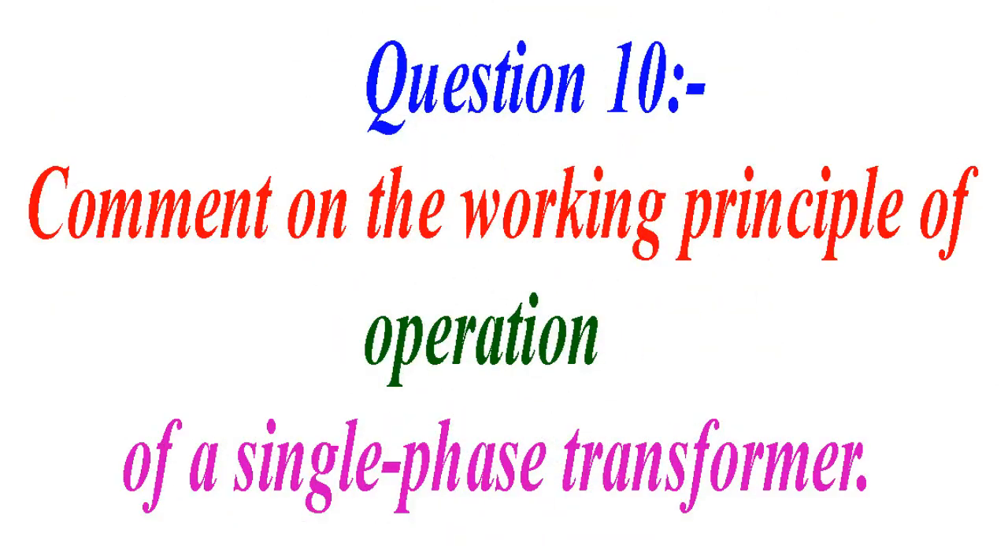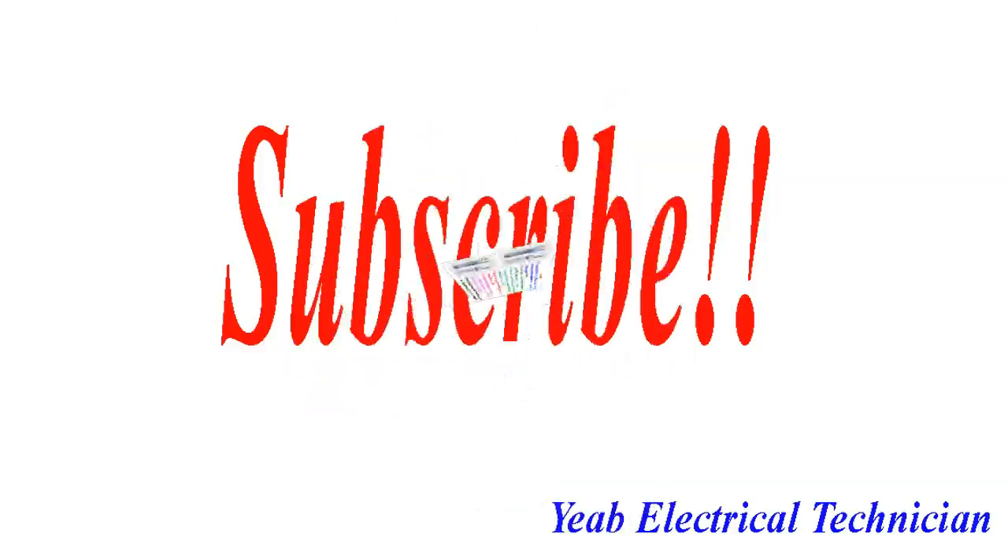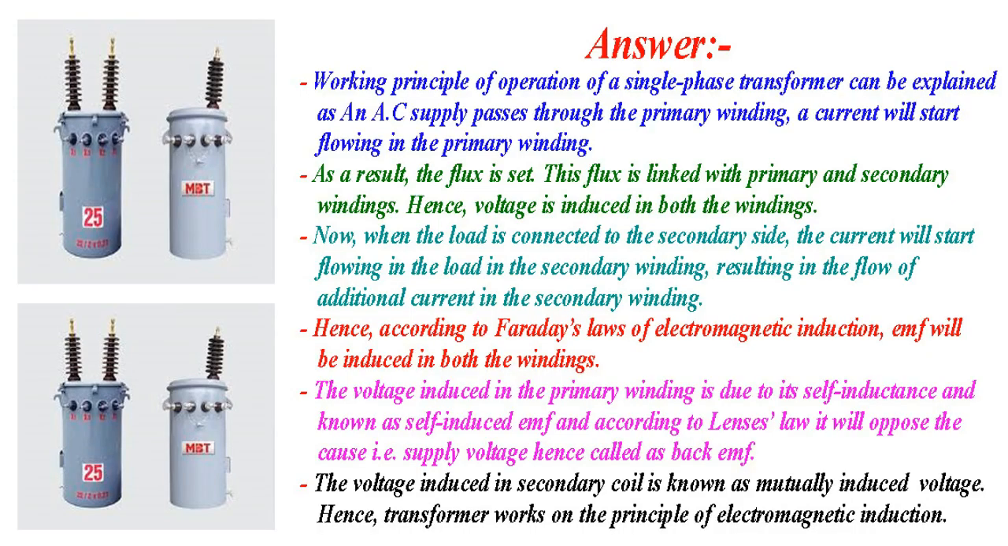What is the working principle of the operation of single-phase transformer? Working principle of operation of a single-phase transformer can be explained as follows. When an AC supply is passed through the primary winding, a current will start flowing in the primary winding. As a result, the flux is set up. This flux is linked with the primary and secondary windings. Hence, voltage is induced in both the windings.